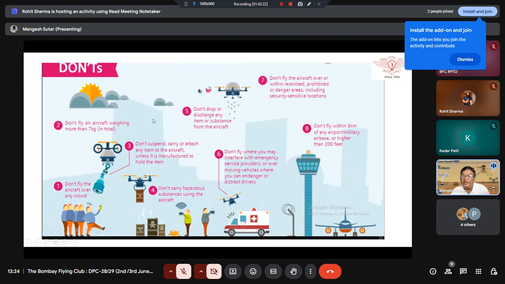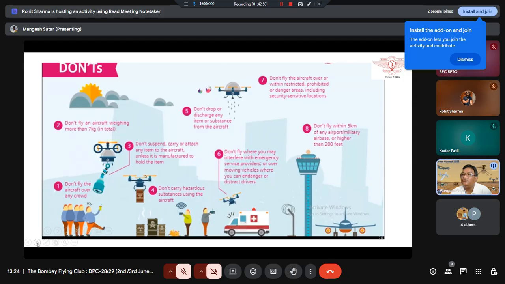Okay, any questions so far? These were all about the operational activities. This is also covered in your Drone Rules 2021 document. Any questions on this, or are we good to move forward? Okay, so these are the important slides with respect to our drone operations. The remaining slides are more or less informational.